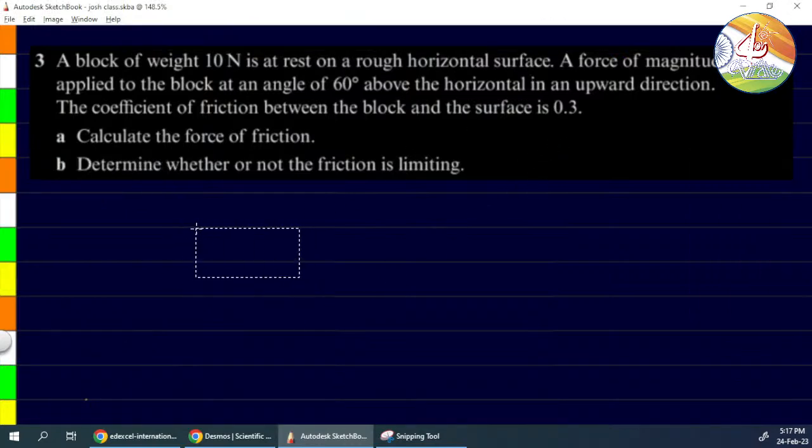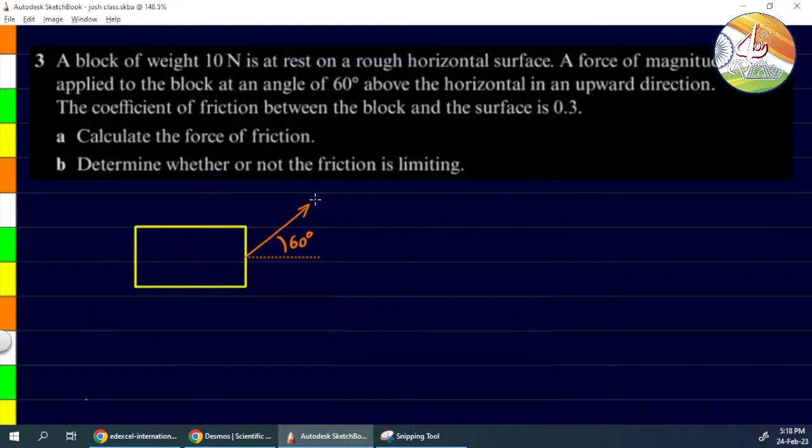So let's again take a block. What are the forces acting? 10 newtons, horizontal surface. Force of 3 newtons applied on the block at an angle 60 degrees above the horizontal in upward direction. So at 60 degrees we are applying this force. The coefficient of friction between the block and surface is 0.3.